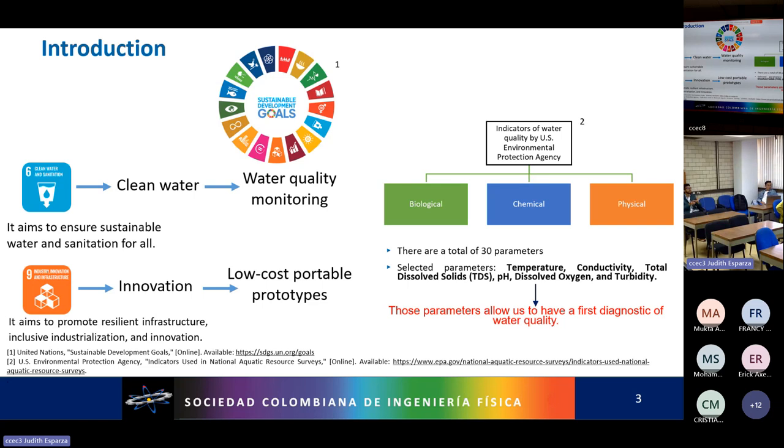According to the Environmental Protection Agency of the United States, there are a total of 3 parameters to indicate the situation of water, divided into 3 categories. And we selected 6 parameters: temperature, electrical conductivity, total dissolved solids, pH, dissolved oxygen, and turbidity. And those parameters allow us to have a first diagnostic of the water quality.